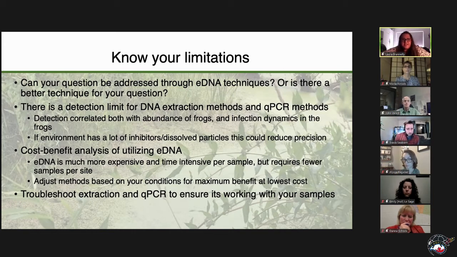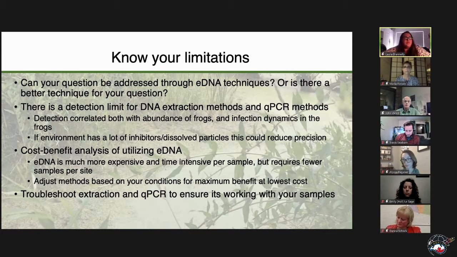So in a lot of studies that have worked on amphibian pathogens, detection is often correlated with abundance of frogs and also the infection dynamics of the frogs at the time of sampling. So more frogs that are more infected, you're going to be more likely to pick it up in your eDNA samples. If the environment has a lot of inhibitors or dissolved particles or just things in the water that could inhibit your results, you do want to think about this before you get going, because it could limit the utilization of your results.